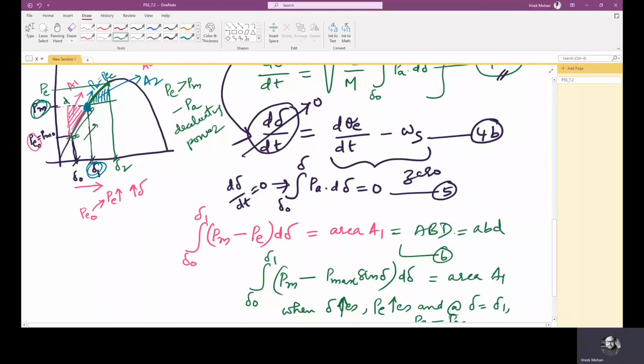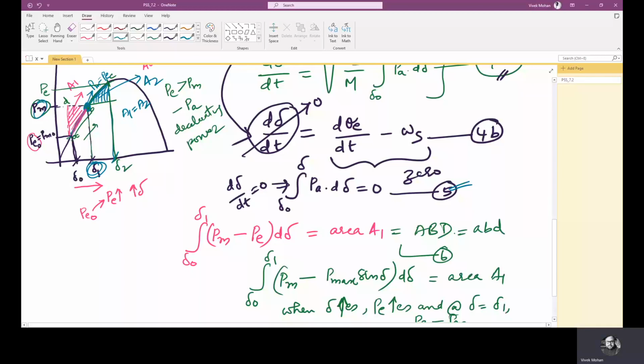which implies the rotor decelerates until del equals del 2 here. From this point it comes back. Now according to equation 5, the rotor must swing past point B until an equal amount of energy is given out by the rotating mass. That means whatever is gained during this region, the rotor should give out that particular energy in this region. So if A1 equals A2, then it will come back at that point, right?